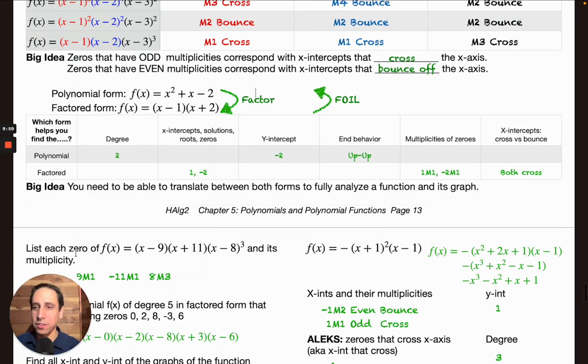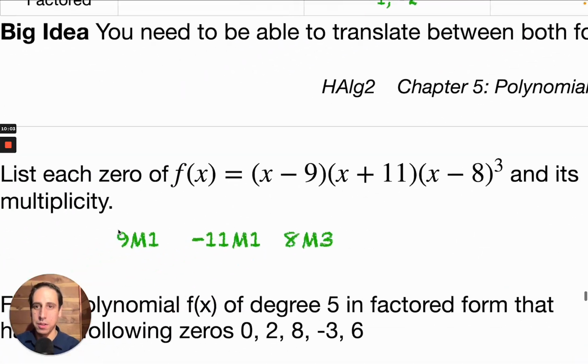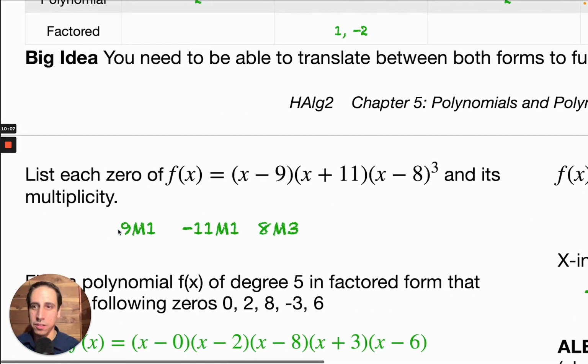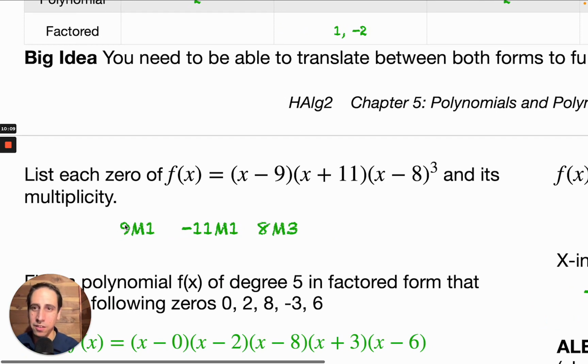This is what some practice problems could actually look like. Let's zoom in a little bit. List each zero of f of x and its multiplicity. I think the shorthand I'm going to say is that this is a 0 and this is its multiplicity. So you can see here from this factor, no need to FOIL, no need to do box method, because when the function is in factored form, you can just look at the exponents. No need to FOIL it out.